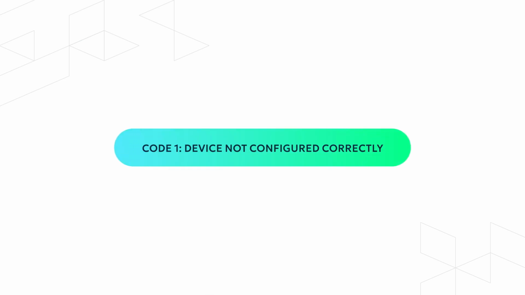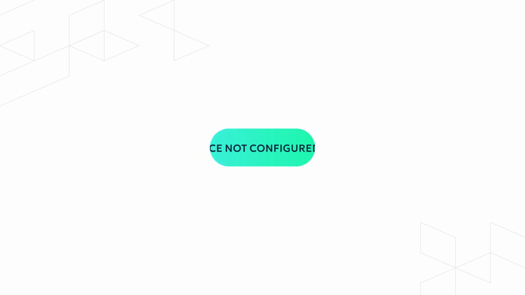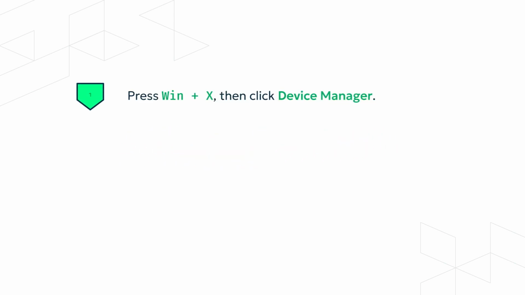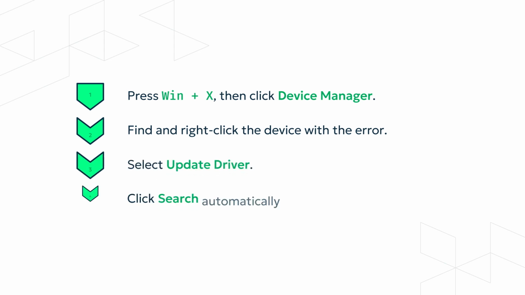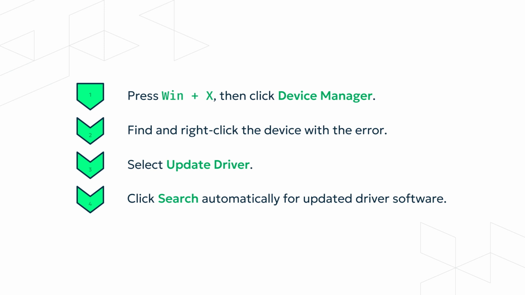Code 1. Device not configured correctly. Error code 1 means your device has no driver installed or the driver isn't set up correctly. To fix it, press Win+X, then click Device Manager. Find and right-click the device with the error. Select Update Driver. Click Search automatically for updated driver software. If Windows can't find it, you might need to download the driver from the manufacturer's website.